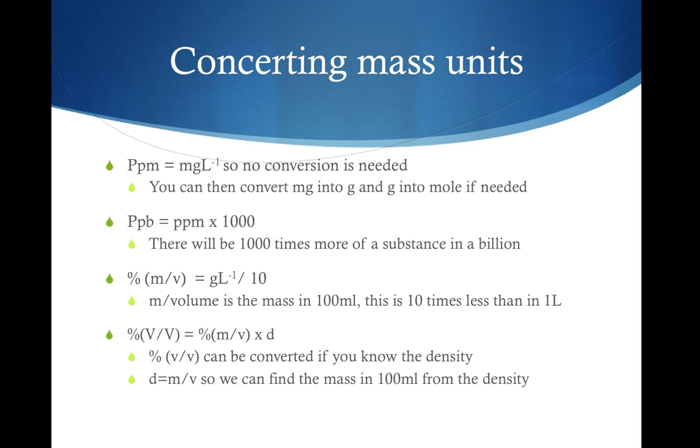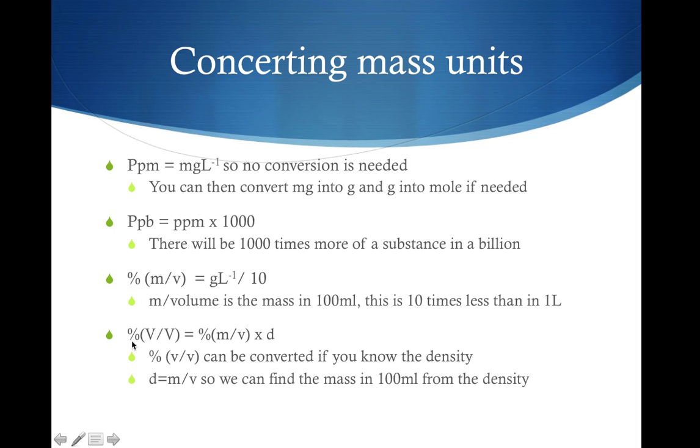If you cut the mass units, then we can convert them. So parts per million is the same as milligrams per litre, so you don't need to convert that. But once you've got it in milligrams per litre, you convert that into grams, and then you convert the grams into mole. You've got to go through all those steps then. You can't go straight from parts per million to moles per litre. Parts per billion is just parts per million times 1,000. So you can go from that to parts per million, then to milligrams per litre, then to grams per litre, wherever you want. If you've got percentage mass by volume, that's the same as grams per litre.